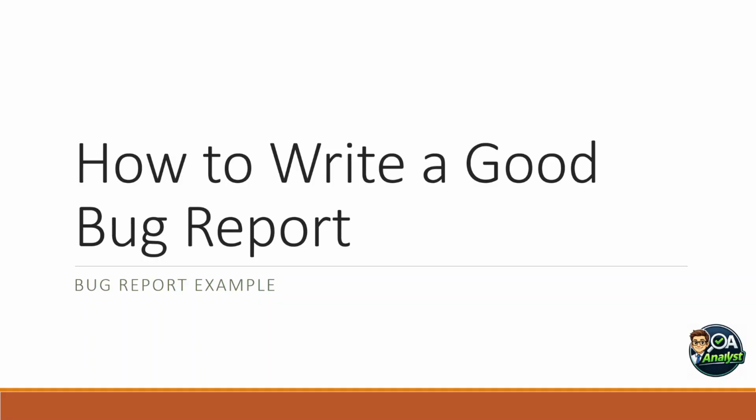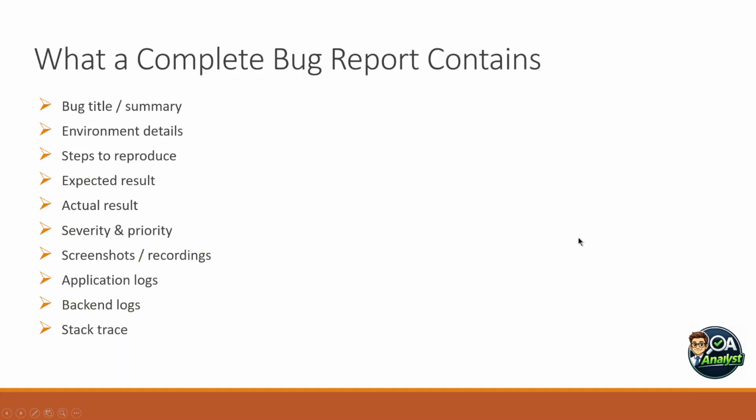So before we learn how to write each field, let us first understand what a complete bug report usually contains. So a professional bug report generally includes bug title or a summary, environment details, steps to reproduce, expected result, actual result, severity and priority, screenshots or recordings, application logs, backend logs, stack trace if available, and any other information which might help developer to fix the defect immediately.